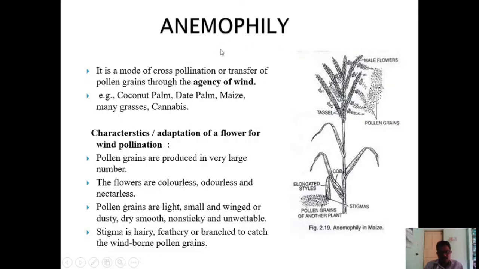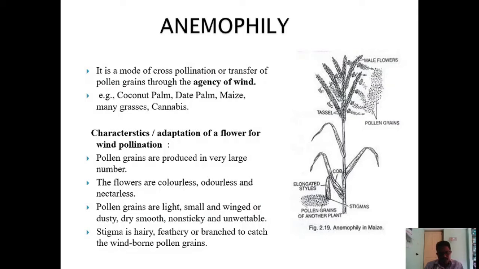One is anemophily, where you have the abiotic agent, that is wind pollinated flowers. This mechanism is called anemophily. It's a mode of cross pollination or transfer of pollen grains through the agency of wind. Best examples are maize. What you see here is maize, coconut, palm, date palm, many grasses, cannabis, all come under anemophily, cross pollination by wind.